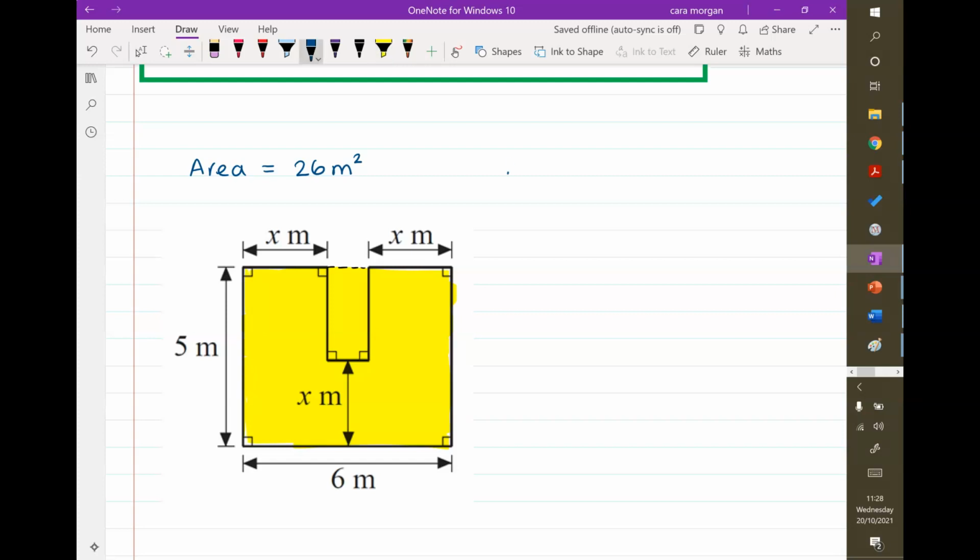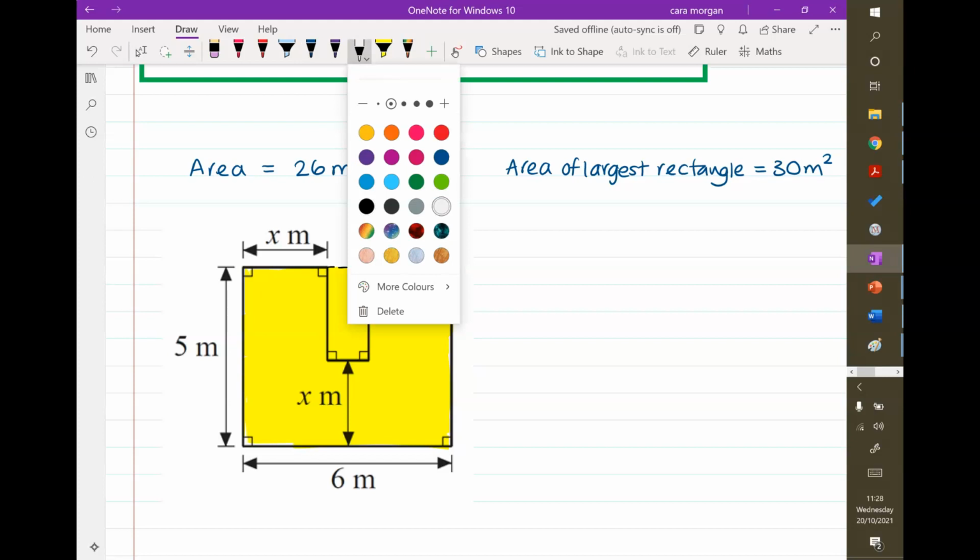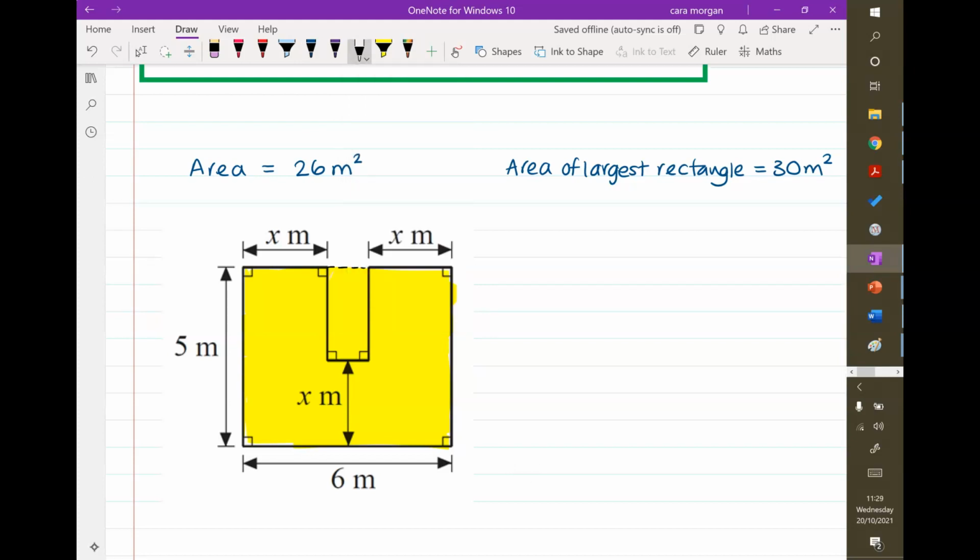So I think the area of the large rectangle, the largest rectangle, is 5 times 6, which is going to be 30 metres squared. Now I can see that there's a little bit that I could then cut out. It's actually going to be this little white rectangle there. I could just cut out, and that would leave me with the area of my field.